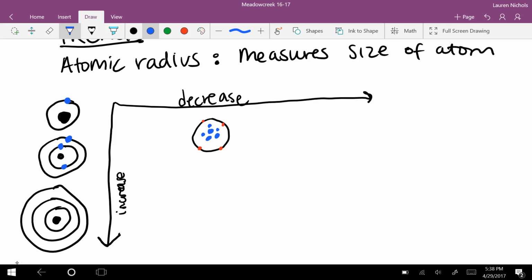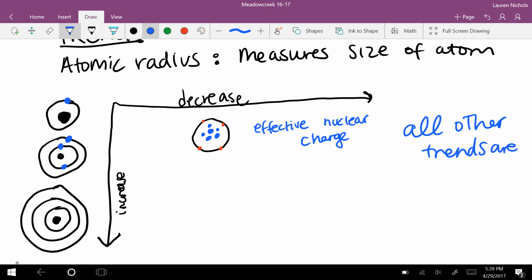So as I go across, the effective nuclear charge, which essentially measures how effective or how good the protons are at holding everything together, increases. So it pulls the electrons in closer to itself. It has more power. But as we go down the periodic table, the further and further away the electrons get from the nucleus, the less effect it's going to have on them, and so they can move a little bit further apart.